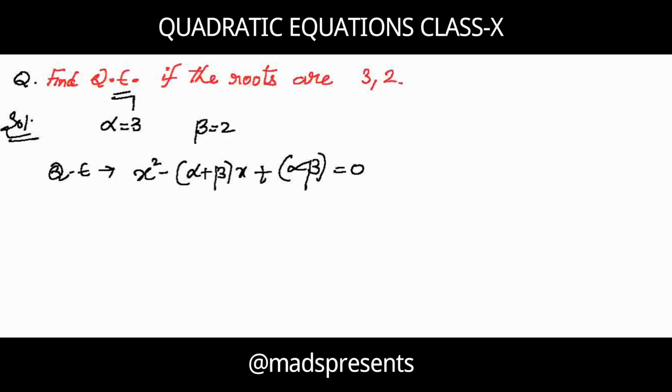Now x square minus alpha, which is given as 3, plus beta, which is given as 2, into x plus alpha beta, 3 into 2, is equal to 0. So x square minus 3 plus 2 is 5.